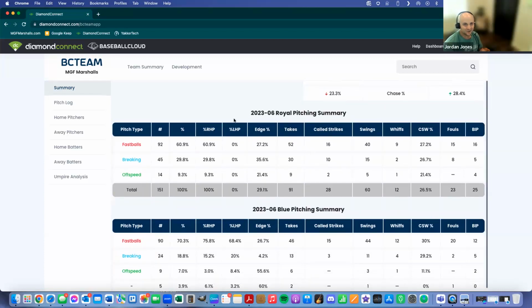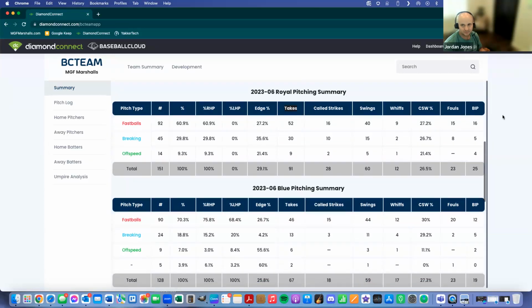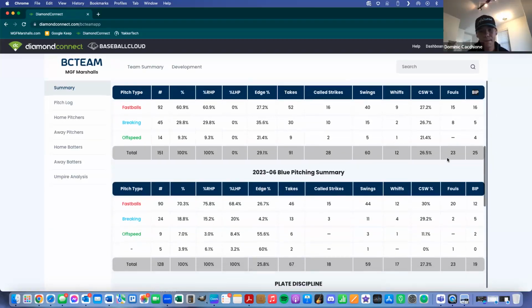Okay, awesome. So pitching summary. This seems pretty straightforward. How many fastballs were thrown? How many breaking balls? Did they mix up righties and lefties? The edge percentage. How many pitches were taken? How many called strikes, swings, whiffs? Okay, this all makes sense. BIP, what's BIP? Balls in play.